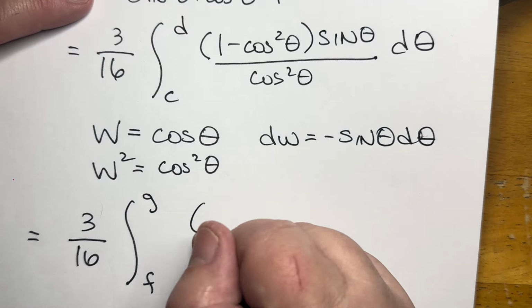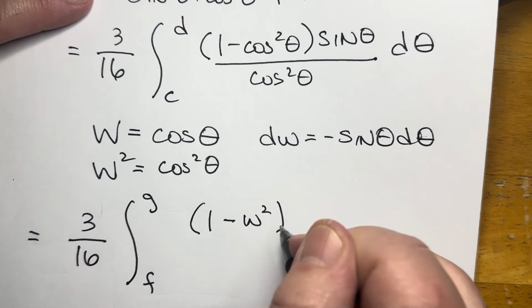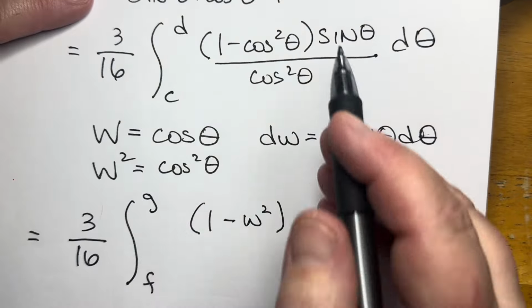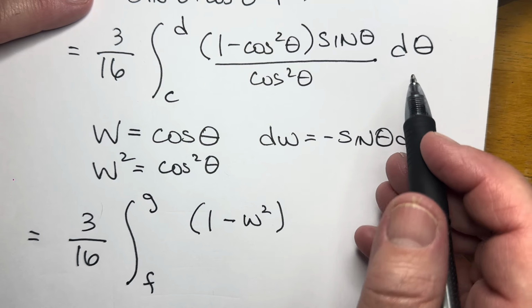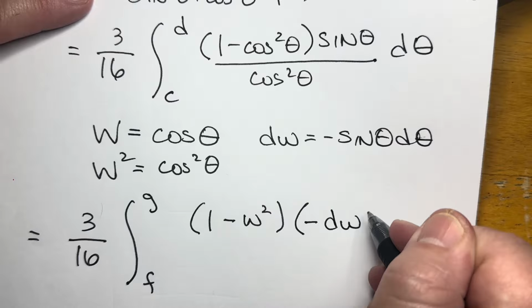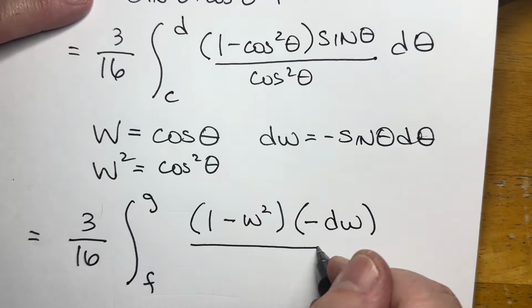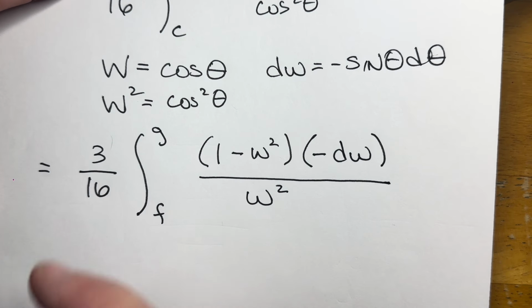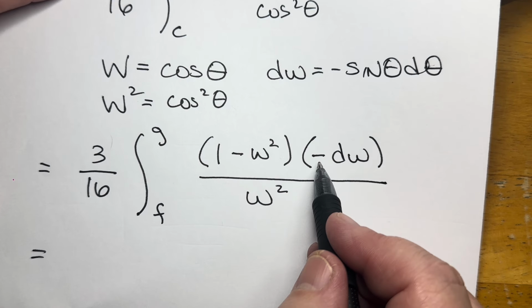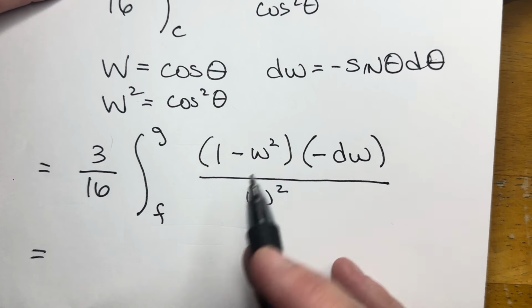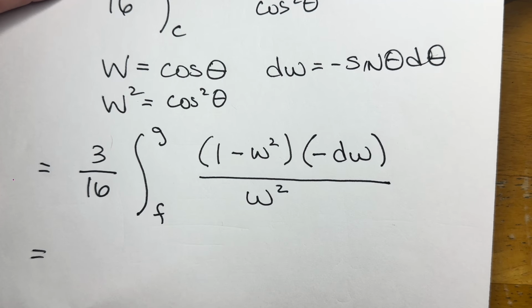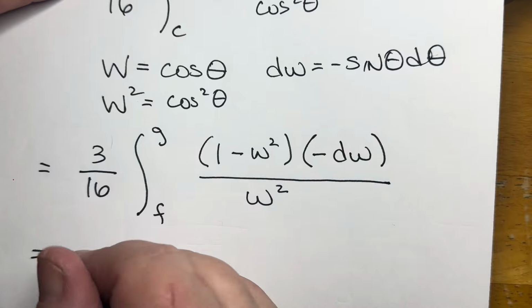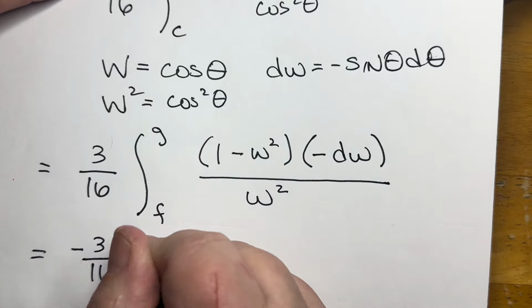So then I've got 1 minus w squared, right? 1 minus cosine squared. Sine theta d theta, that's going to be the opposite of dw. And then all over w squared. Okay, so now I want to get this minus out of there. In the book, what they do is they swap this order. I don't think that's an obvious choice for a student. I understand it as a teacher, but you're welcome to do it that way. I'm just going to move the minus out of the way. So I'm just going to say this.